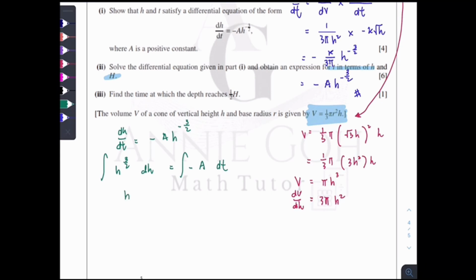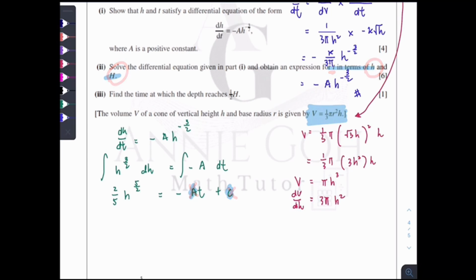For the left hand side, it becomes h power 5/2 times 2/5 equals negative at plus c. So now we have two unknowns here, a and c, and we are supposed to find them, because the question mentioned that you can only express t in terms of h and this h only, without the a and the c.